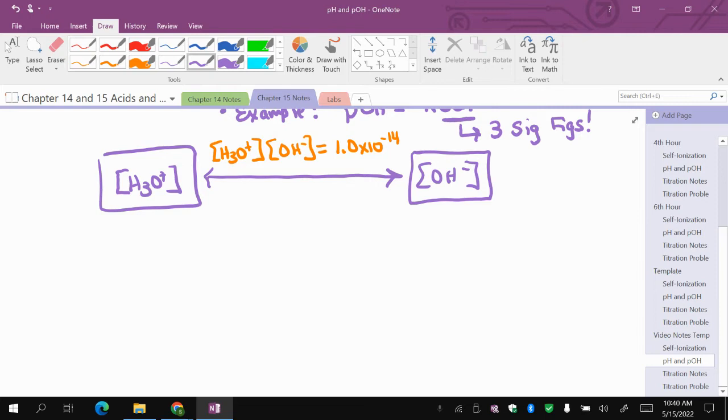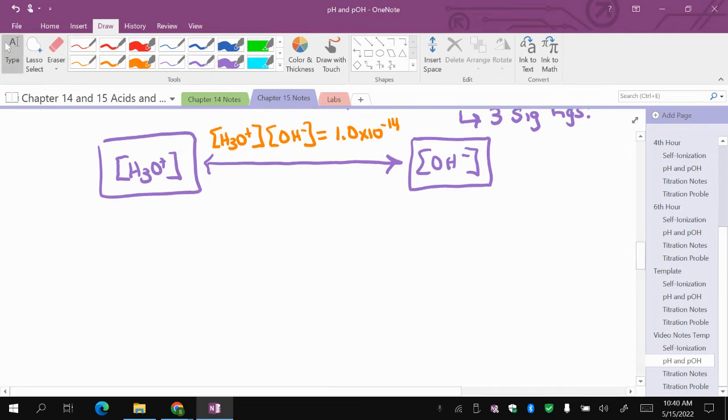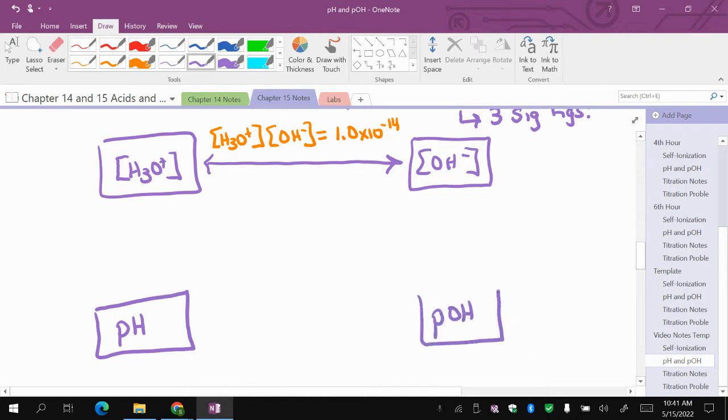So now we're going to add in pH and pOH. pH deals with hydronium, so I'm going to put that on the left side over here. pOH deals with hydroxide. And so we're going to go through and relate all of these so you can use this to move from pH to hydronium to hydroxide, or hydroxide to pOH to pH. We're going to go through all the different relationships here.